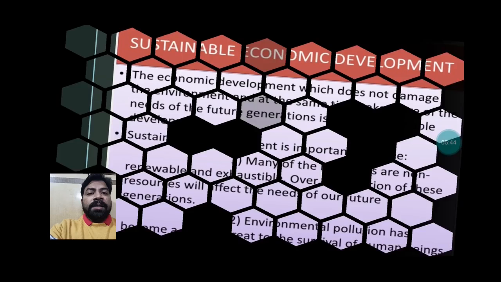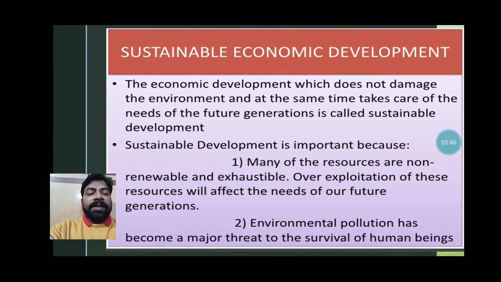Next, that's why the question arises that we need to use resources judiciously, so that they remain for the future race also, and we do not face problems in the present. The economic development which does not damage the environment and at the same time takes care of the needs of the future generation is called sustainable development.